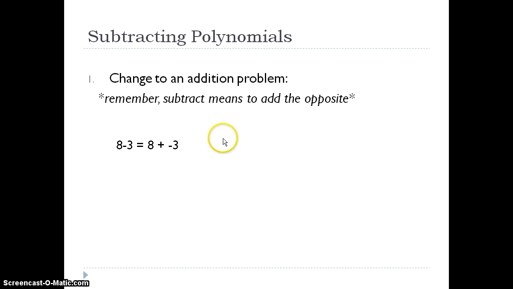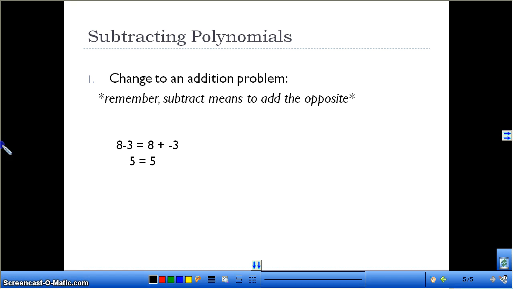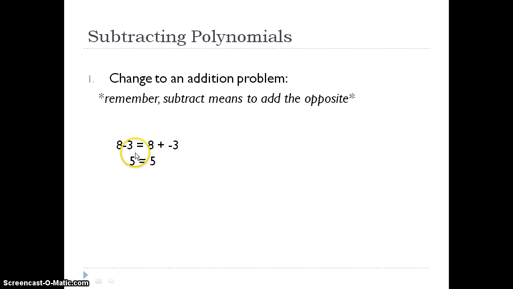If you look here, we're subtracting 8 minus 3. Well, that's going to give me 5. Oh, we actually have it on the PowerPoint. So we're going to get 5 on both sides here. 8 minus 3 gives me 5, and then 8 plus a negative 3 also gives me 5. So that's what it means when it says subtract means to add the opposite. So I'm adding the opposite here.